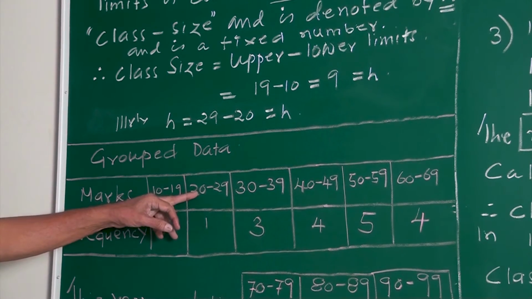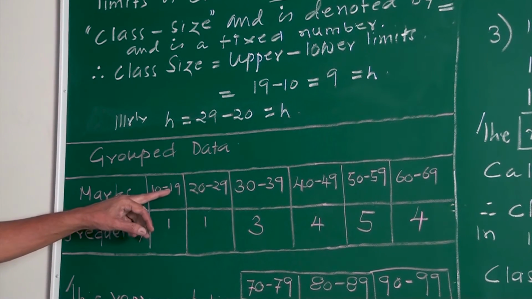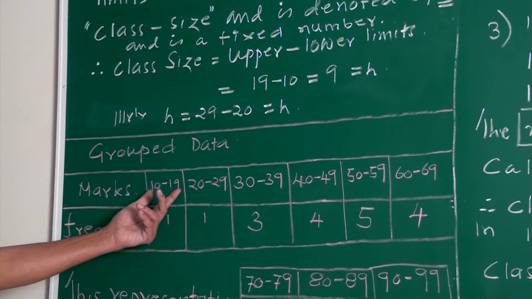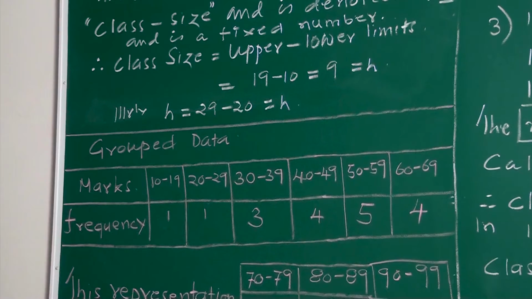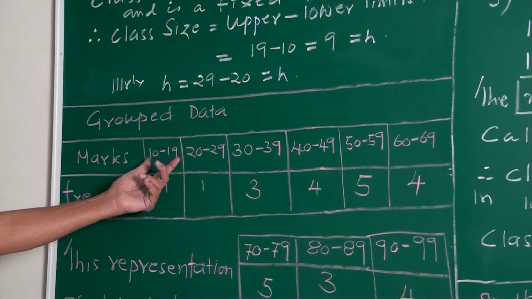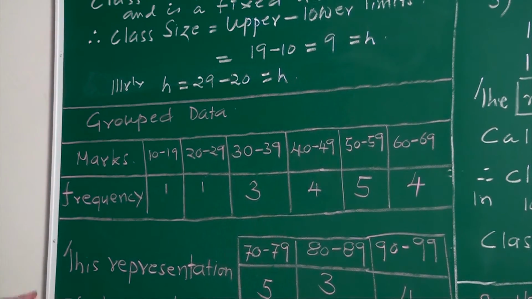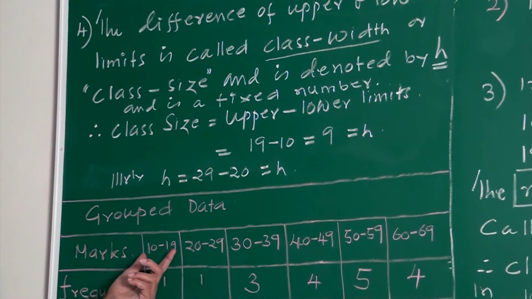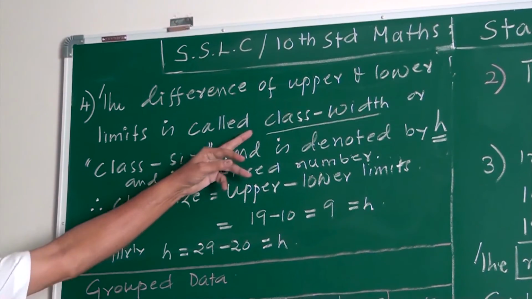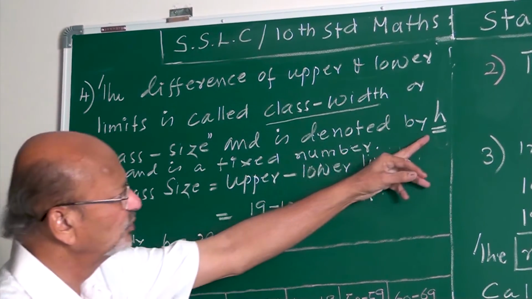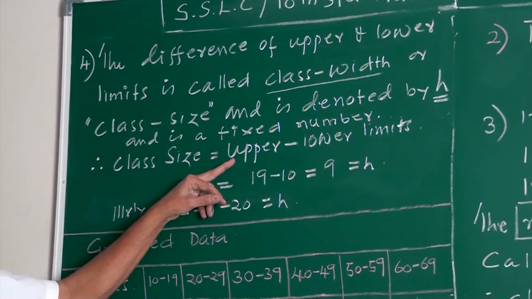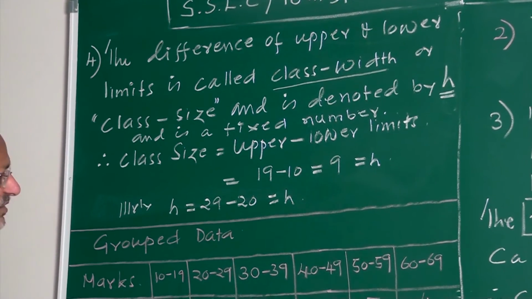This is known as grouped data. These are known as class intervals. Upper limit plus lower limit divided by 2 gives the mid value. That mid value of the interval is known as class mark, denoted by xi. Then the difference between upper and lower limits is known as class size or class width. It is denoted by h, which is a fixed number.